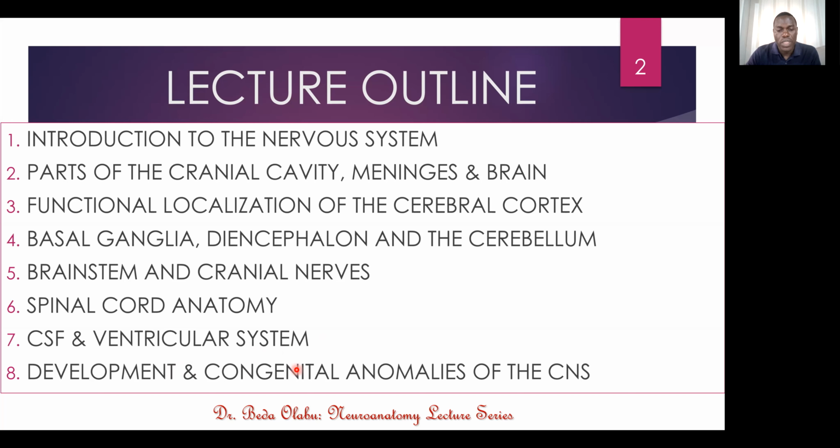And then the last one is like 2-in-1: development of the central nervous system, as well as congenital malformations of the central nervous system. I will not really teach you development of the central nervous system. This one you'll read on your own, but we'll have a discussion after you've read. Then we'll look at congenital malformations of the central nervous system. So between today and whenever we'll do that, you can start reading on development of the central nervous system.